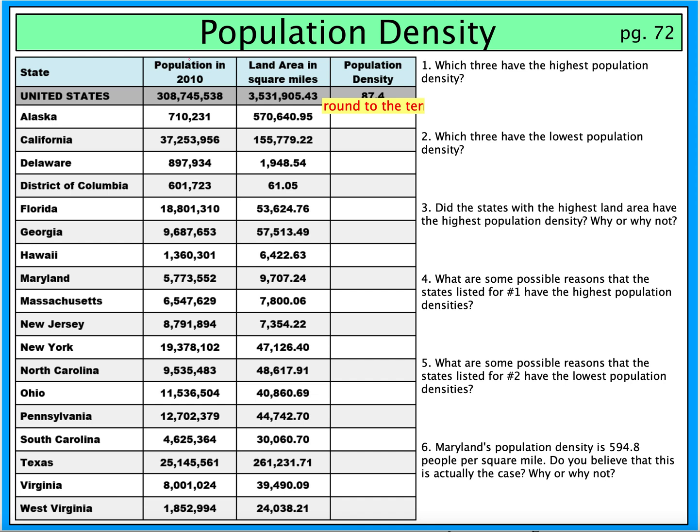You really do have to pay attention to your labels. It just so happens that I am dividing these in order, but you do have to be careful about that. So the first one's already done for you, and then I'm going to divide 710,231 divided by 570,640. So you should have a calculator, and you're going to go ahead and do those.